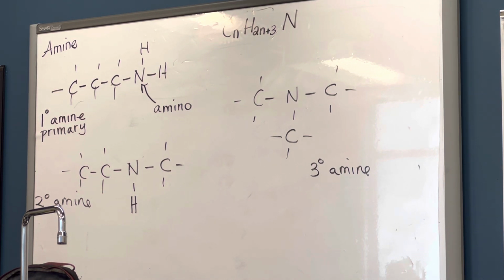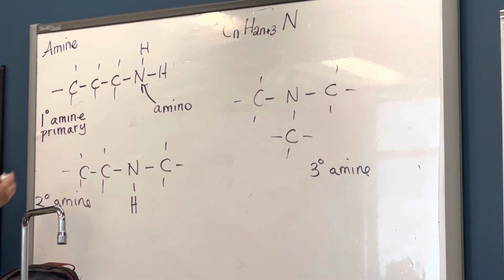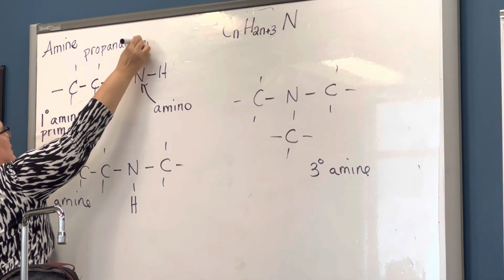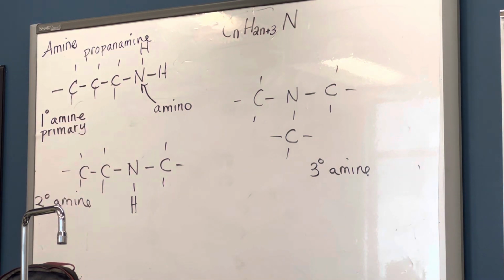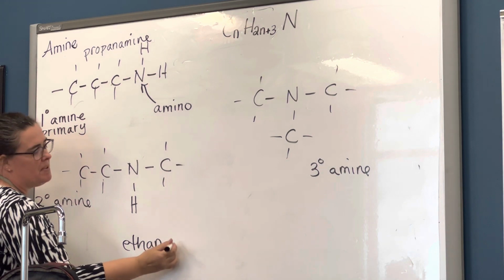We're going to look for the longest chain. In this top molecule, the longest chain is 3 long, so I'm going to call this propanamine. But in that secondary amine, the longest chain is only 2 long. So I should call this an ethane, and the most important thing I've got going on is this amino group, so I'm going to use the suffix amine.